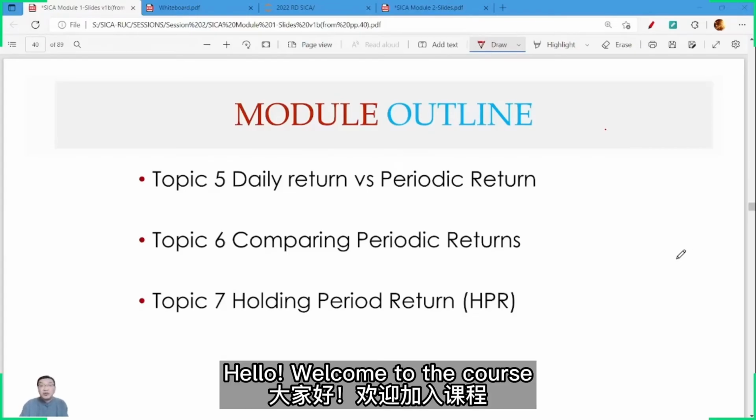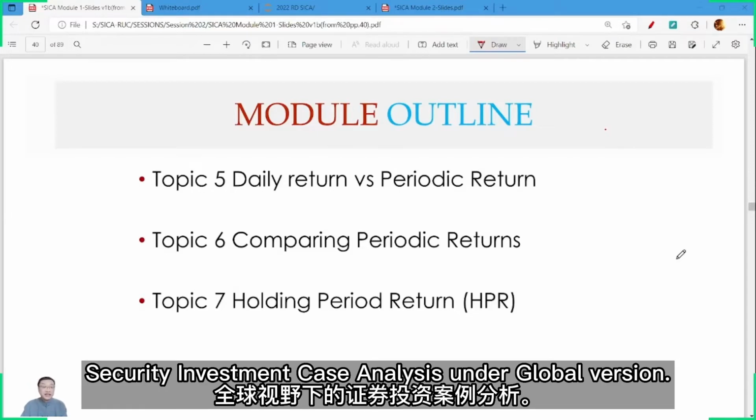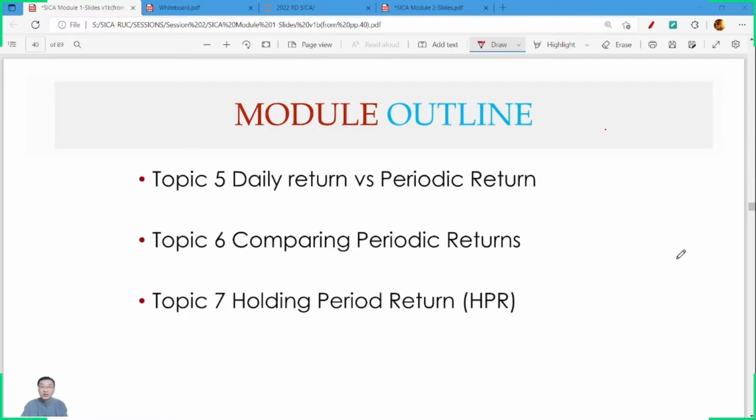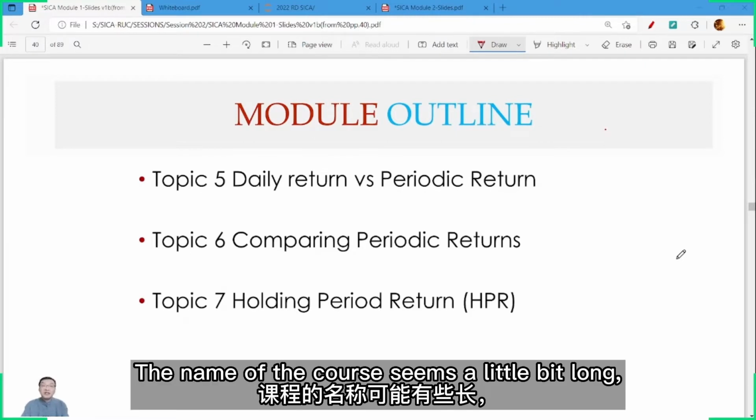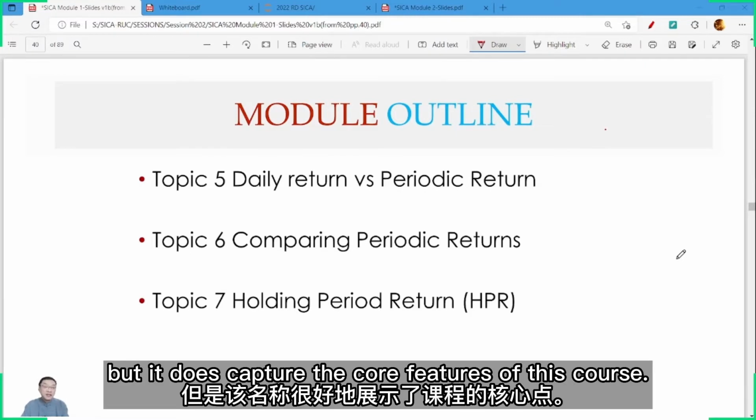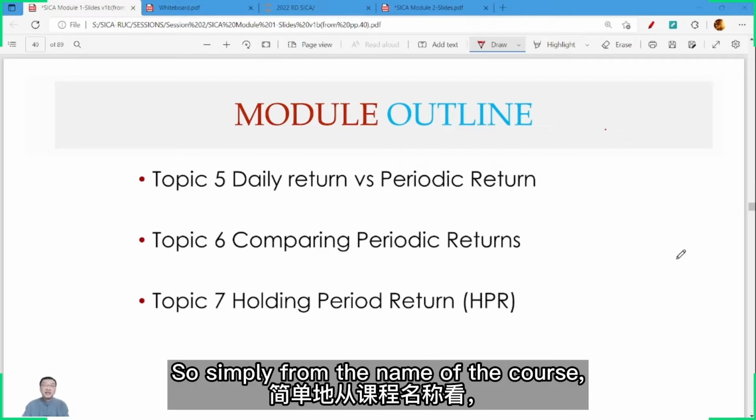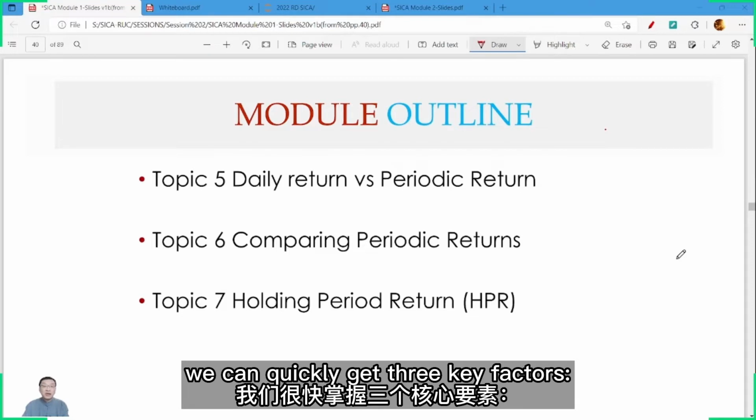Hello, welcome to the course Security Investment Case Analysis under Global Vision. The name of the course seems a little bit long, but it does capture the core features of this course. So simply from the name of the course, we can quickly get three key factors.